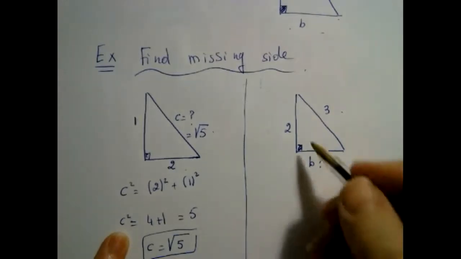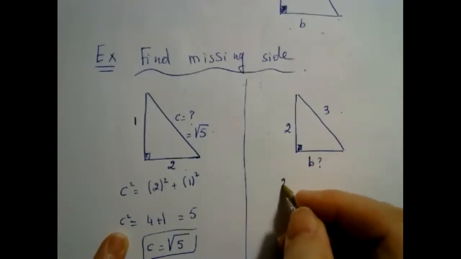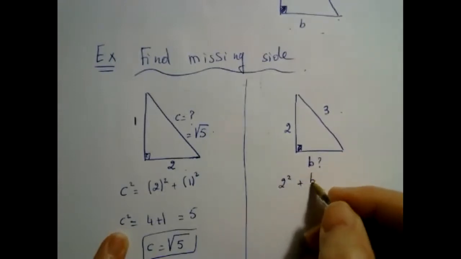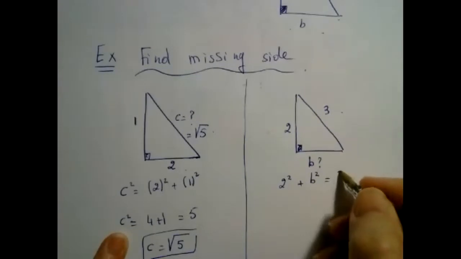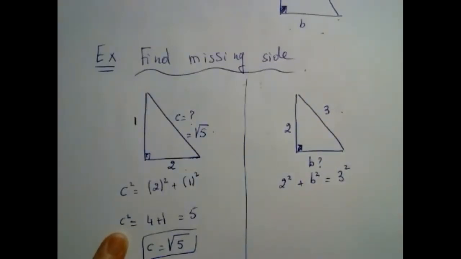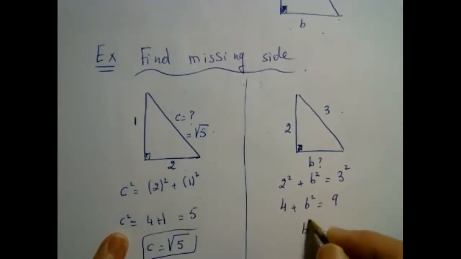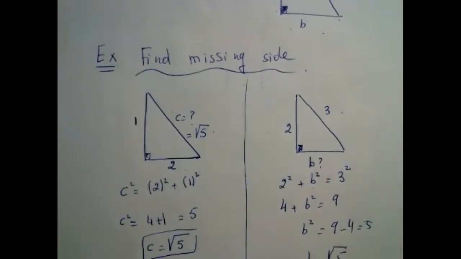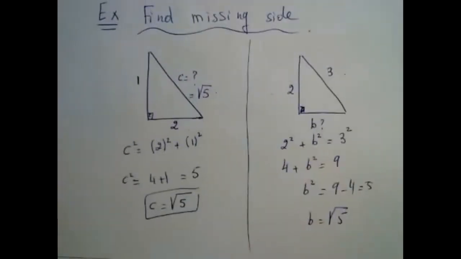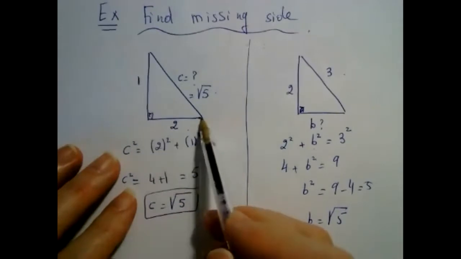Okay, we're getting there. So Pythagorean tells me 2 squared plus b squared is the hypotenuse squared. So first you write it this way. And the goal is to find b squared, so we need to isolate it. 4 plus b squared equals 9. b squared is 9 minus 4, which is 5. b is the square root of 5. Why did I get square root of 5 in both problems? It's just a pure coincidence. There is no reason whatsoever. Okay, so this is the Pythagorean theorem in a right triangle.